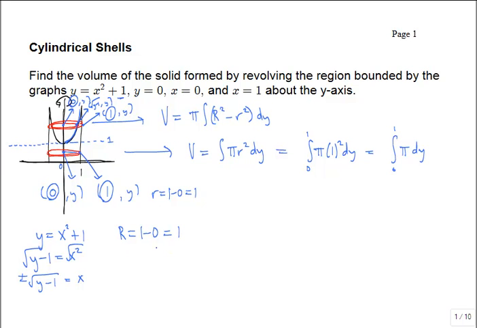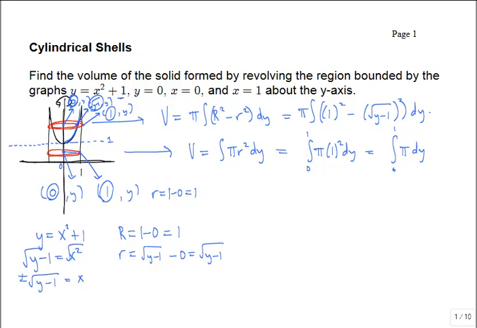So big R is from the outermost x to the center x, so 1 minus 0, which is just 1. The little r is from the middle x value, which is our square root of y minus 1, up to the center, which was 0. So that will be square root of y minus 1. So this integral becomes pi times that big R, which was 1 squared, minus the little r, which was that square root of y minus 1 squared, all of that times dy.